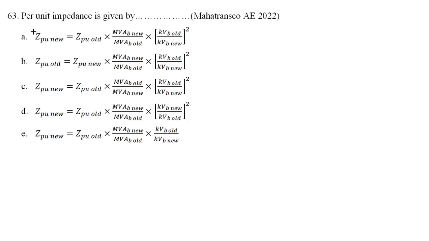Now moving ahead, question number 63, asked in the Mahatransco AE exam 2022. The per unit impedance is given by.